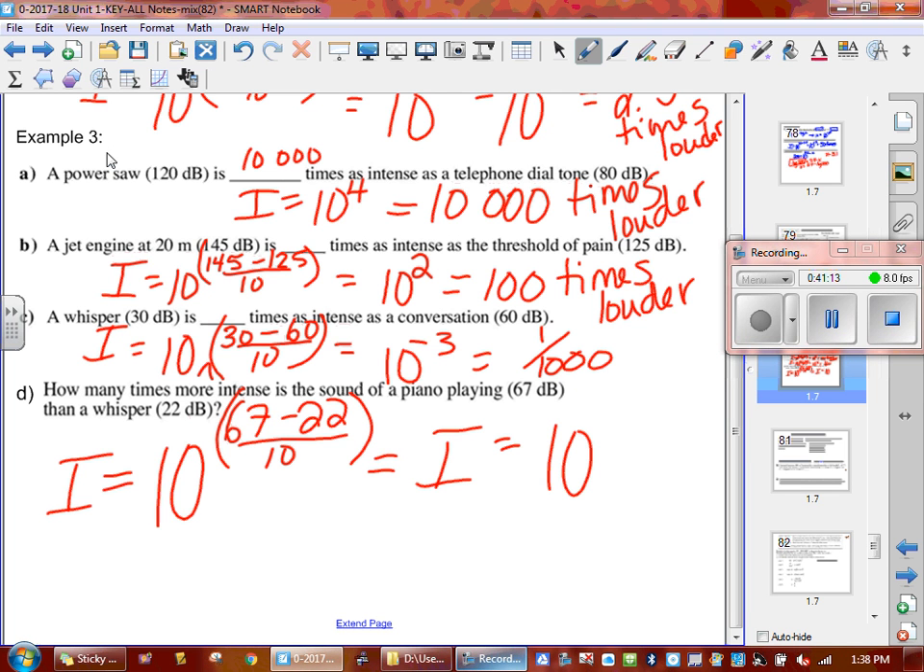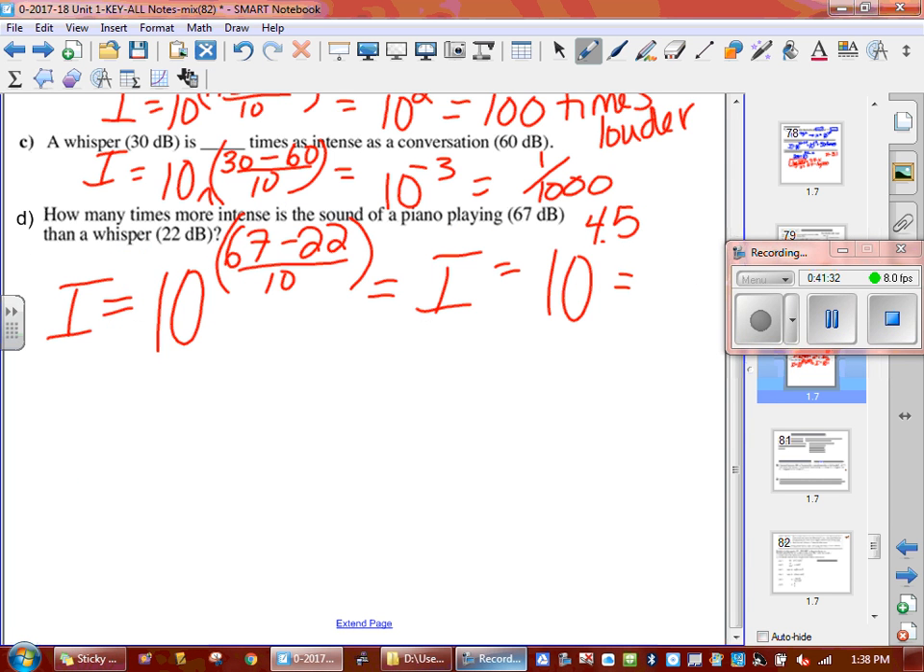Okay, so what did we get here, guys? It's the 4.5, and it's going to be a big number. It's 5 digits. 31,620, I'll round up. That much times louder. Okay, so the piano is that much times louder than a conversation. Or sorry, a whisper.